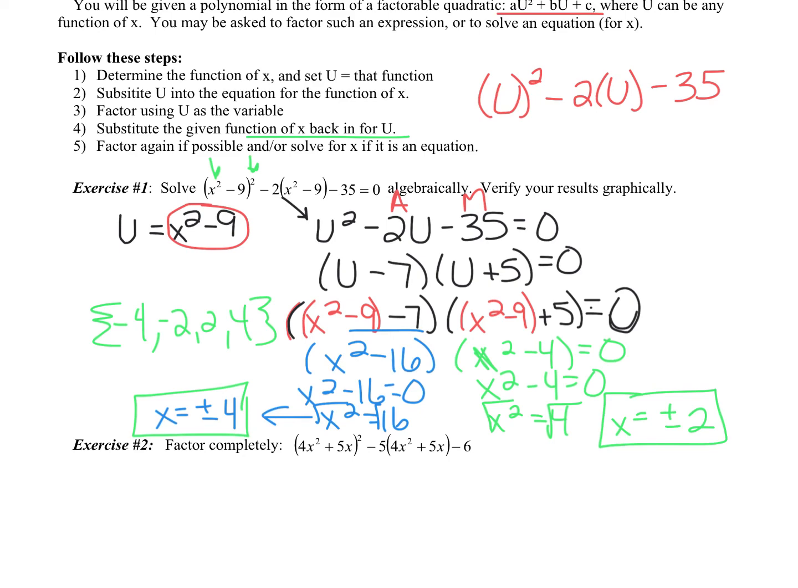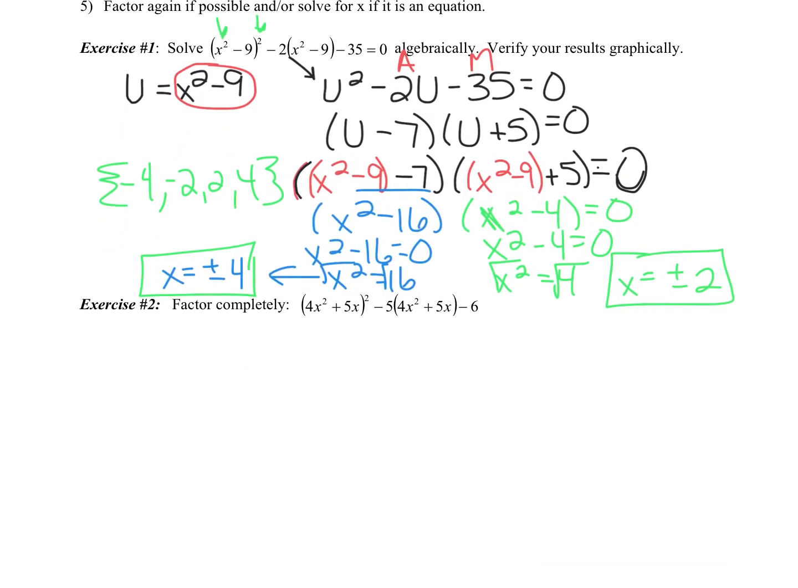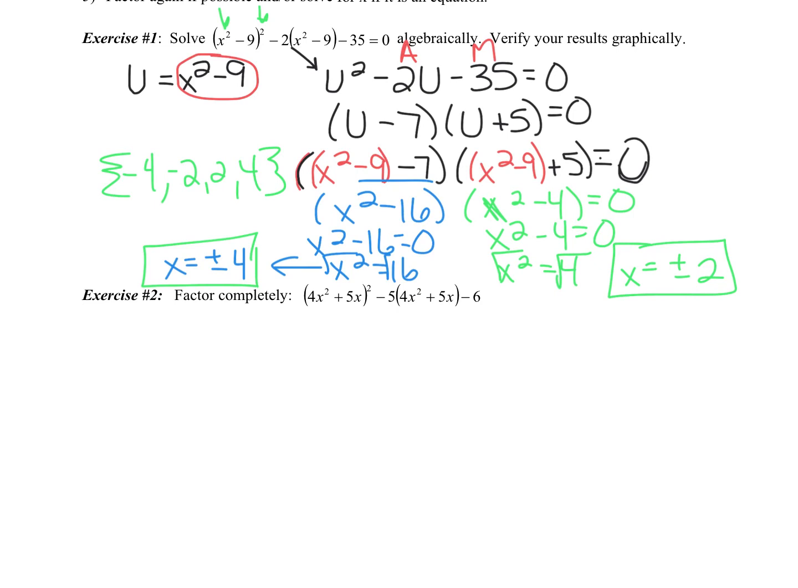Looking at the next one, we'll talk about what we would do on this one. First off, it's just a factoring question. So once I get it fully factored, I'm done. I don't have to solve and get x equals. I see kind of a similar setup where we have something squared minus, in this case, 5 times that same something minus 6. So this is our opportunity to use U-substitution.